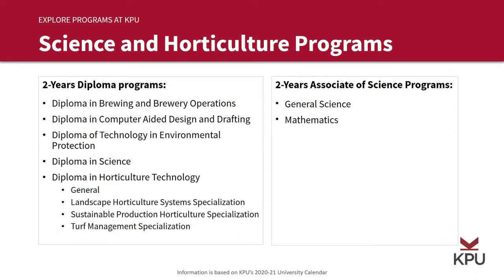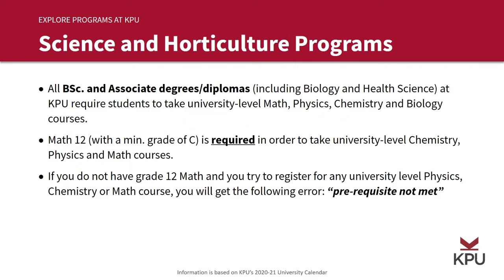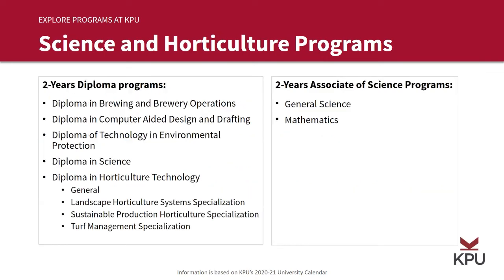Diploma in horticulture technology is also an open intake program, so it has 4 specializations in 4 different disciplines. One is general, which is diploma in horticulture technology, but there are 3 different disciplines under diploma in horticulture technology, like landscape horticulture systems specialization, sustainable production horticulture specialization, and turf management. But again, if you meet the declaration requirements, you'll be able to declare into that program.